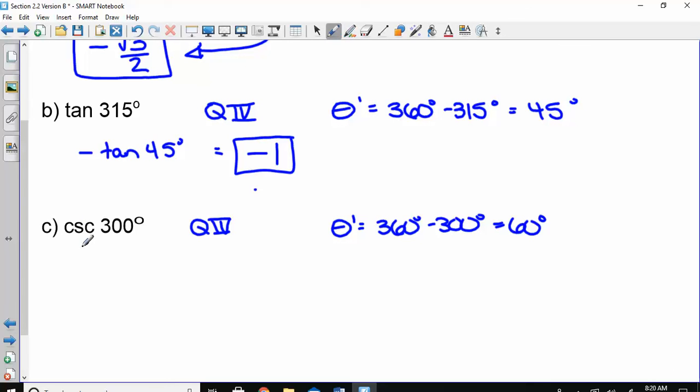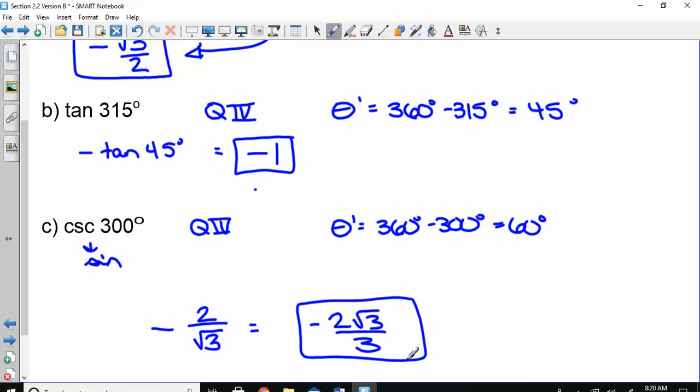Sometimes people struggle a little more with the reciprocals, cotangent, secant, cosecant. If you need to, we could just think about its reciprocal for a second. What is the reciprocal of cosecant? Sine. In quadrant 4, is sine positive or negative? Negative. So my answer is negative. What is the sine of 60 degrees? Square root of 3 over 2. So to get cosecant, you flip that. So it'd be 2 over radical 3, so negative 2 radical 3 over 3.